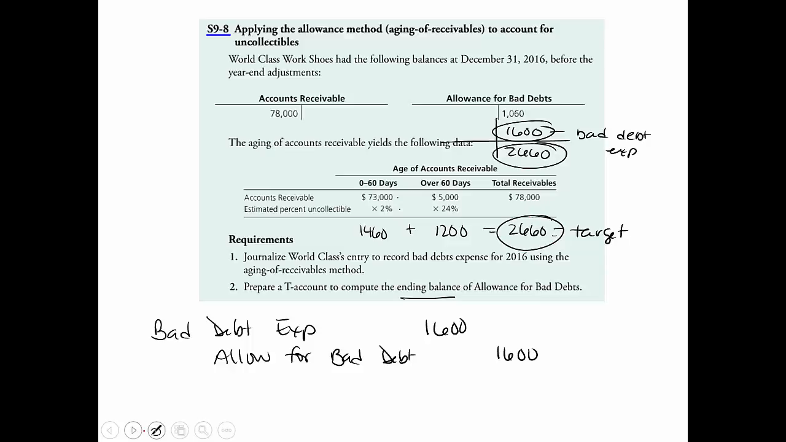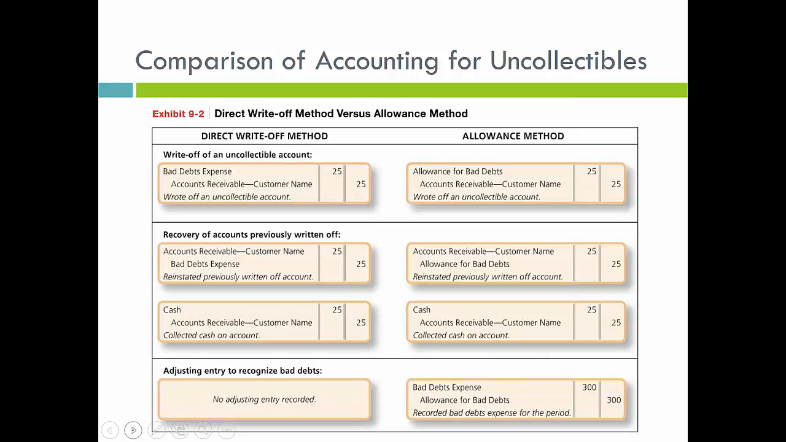So just a couple slides. These are things out of the book to show you a comparison. These are the journal entries that you need. So the direct write-off, when I recognize it, I just debit bad debt expense and credit the accounts receivable. If I recover it, I reinstate it here and then collect the cash. And there's no adjusting entry for this one. For the allowance method, at the adjusting entry, I do this. This is a debit to bad debt expense and a credit to allowance, and that's when I estimate the adjusting entry for what it's going to be.